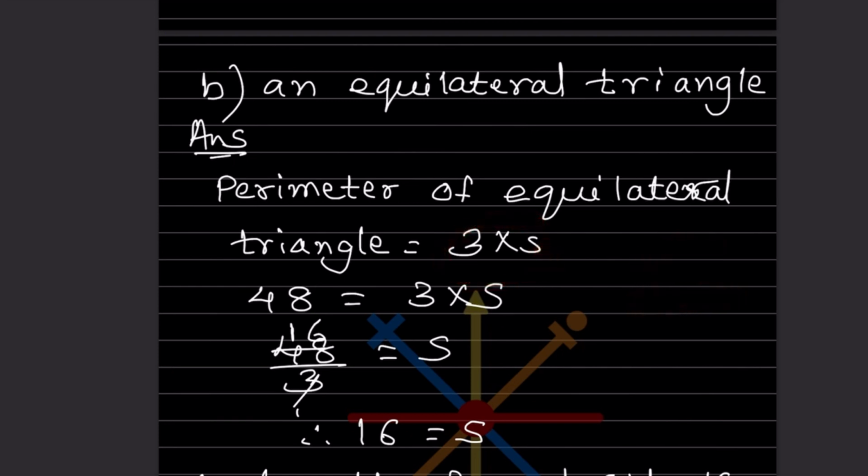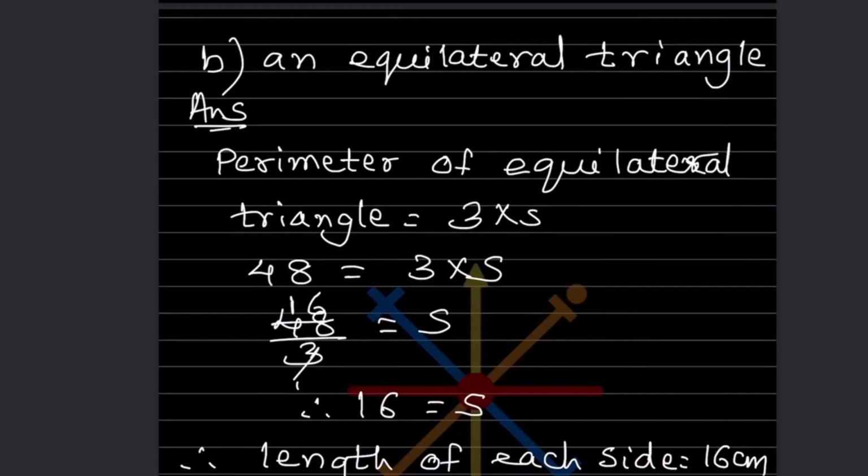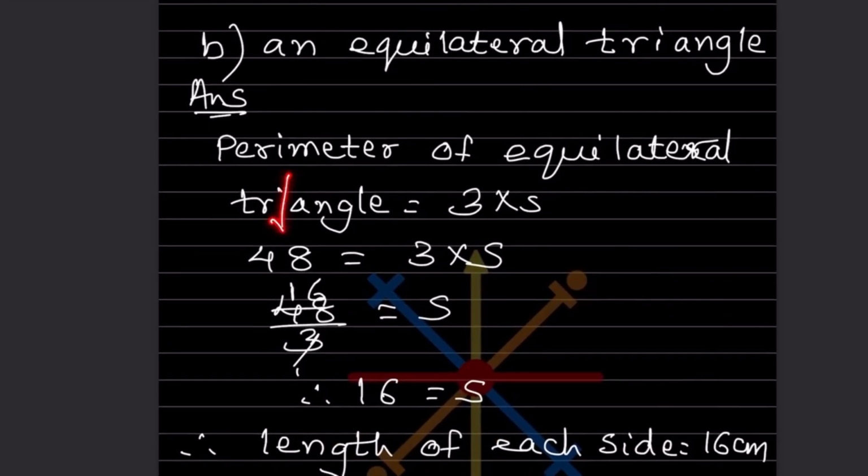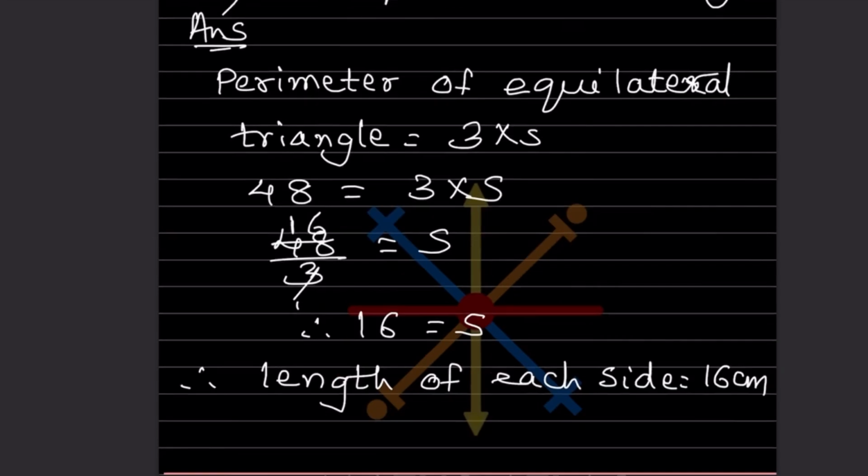Now again the perimeter is given here, 48. The same thing we are going to use out here. Below this perimeter you write 48 equals 3 multiplied by s. So 48 on the same side, and this 3 goes in the denominator when you are changing the side. This is s. Again, if you don't know the table of 16, you can divide and see 48 divided by 3. So the answer is 16. So length of each side is 16 centimeter.